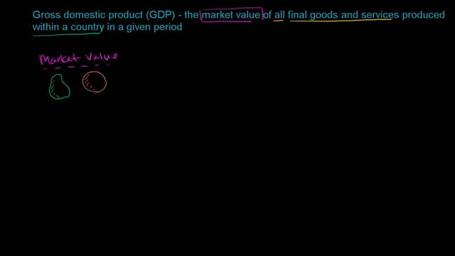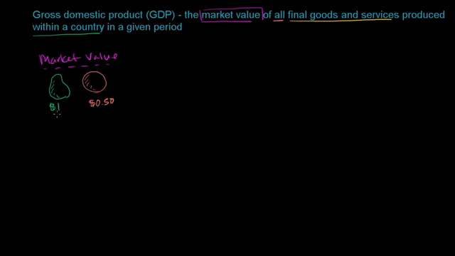We'd look at the market value for it. So if the market value of this avocado is $1 and the market value of this orange is 50 cents, then by producing this fruit, the GDP has increased by 50 cents. By producing this avocado, the GDP has increased by $1.